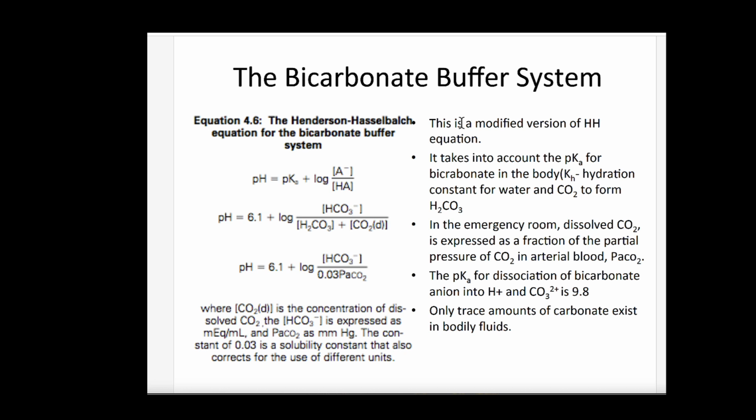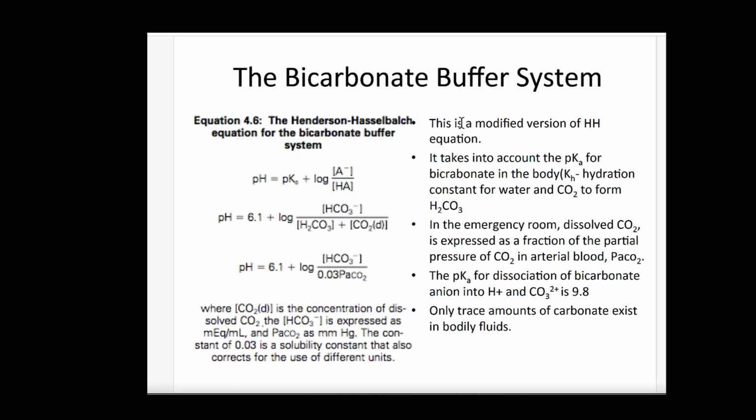So how does understanding this play a role in calculating the bicarbonate buffering system and its association with pH? I want you to think about it from this perspective. The pKa for the bicarbonate buffer system in the body, combined with the Kh, the hydration constant for the reaction of water and CO2 to form carbonic acid, you can use those components to obtain a modified version of the Henderson-Hasselbalch equation.